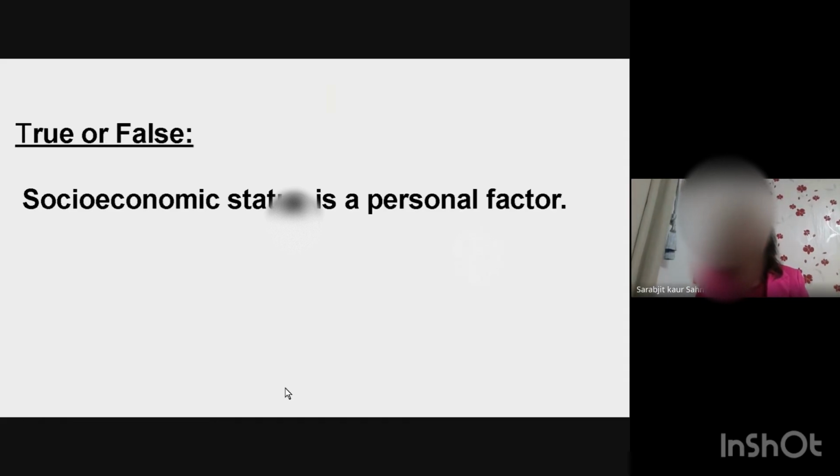Now there is an activity. Can you let me know what you feel, true or false? You have to give me the answer in true or false. Socio-economic status is a personal factor. Sudhansh, do you feel socio-economic status is a personal factor? No, I think it comes under social factors, as the name suggests. Yeah. Socio-economic status is under social factor. It is not personal because it is related to a second party. So it's false. It's correct.